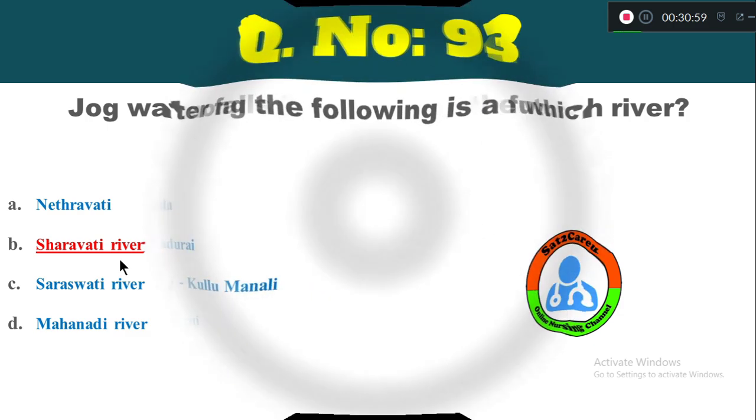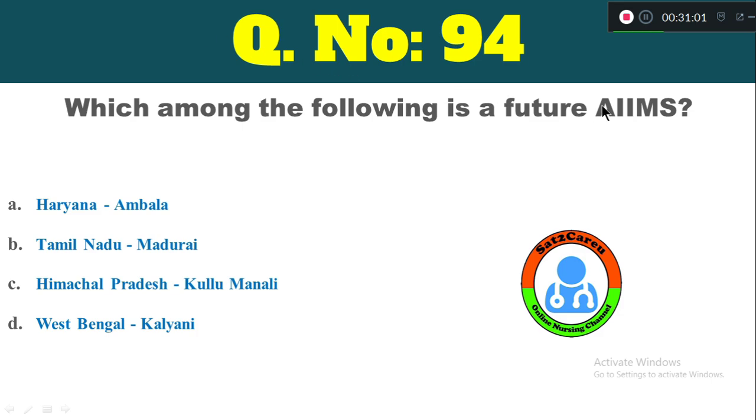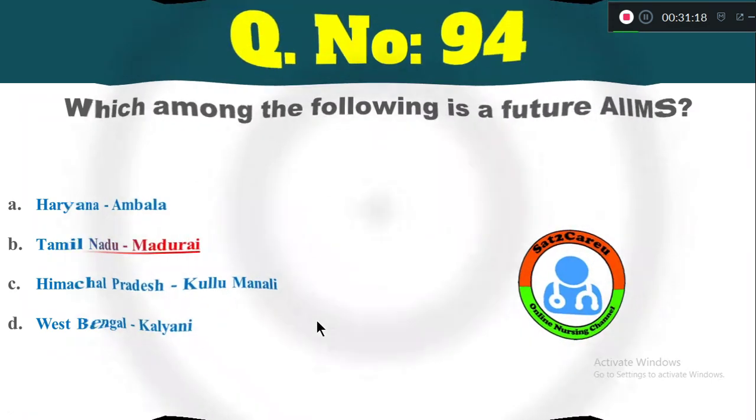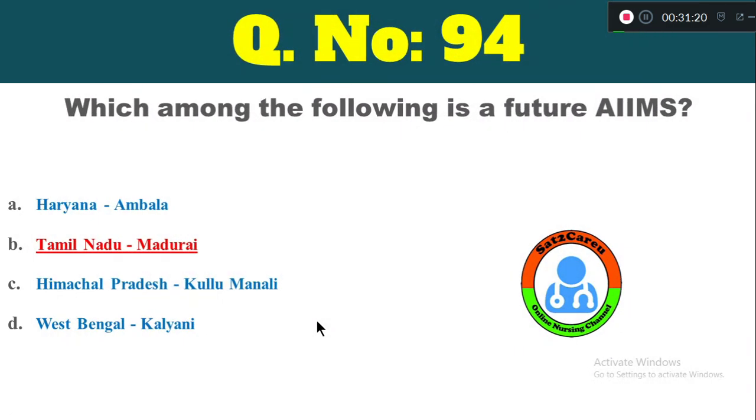Question number 94. Which among the following has a future AIIMS? Option A Haryana Ambala, B Tamil Nadu Madurai, C Himachal Pradesh Kulu Manali, option D West Bengal Kalyani. So the future AIIMS is coming in which city? It is coming in Tamil Nadu Madurai, but in Haryana it is not coming in Ambala. In Himachal it is in Bilaspur already. In West Bengal it is present in Kalyani already.